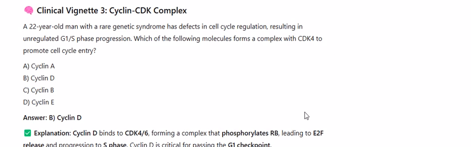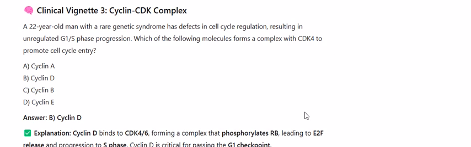Clinical Vignette 3. Cyclin-CDK complex. A 22-year-old man with a rare genetic syndrome has defects in cell cycle regulation, resulting in unregulated G1/S-phase progression. Which of the following molecules forms a complex with CDK4 to promote cell cycle entry? A. Cyclin A. B. Cyclin D. C. Cyclin B. D. Cyclin E.